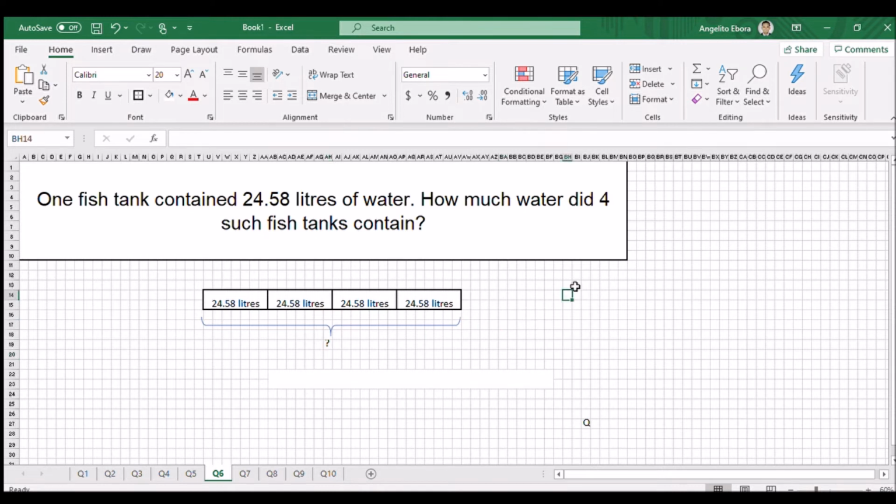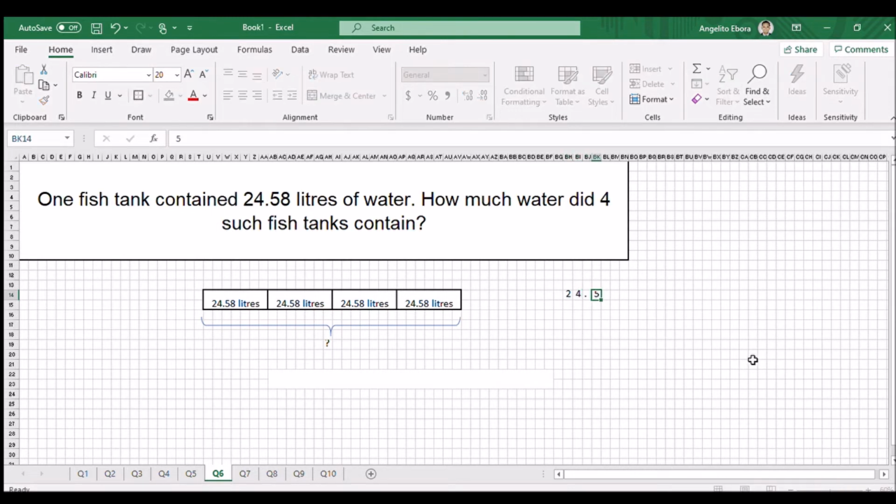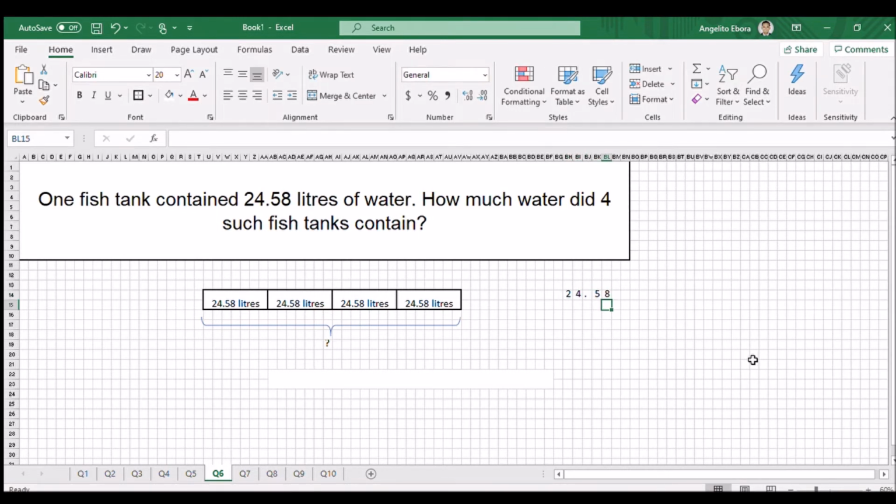So how do we do it? You either add 24.58 four times, or you multiply this by 1, 2, 3, 4, because there are 4 groups of 24.58. So let's solve it. We have 24.58 multiplied by 4.